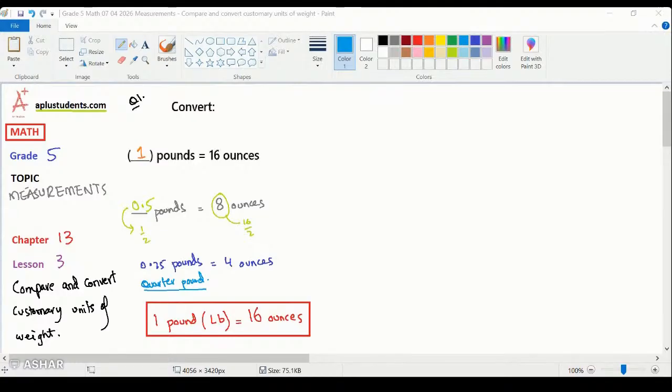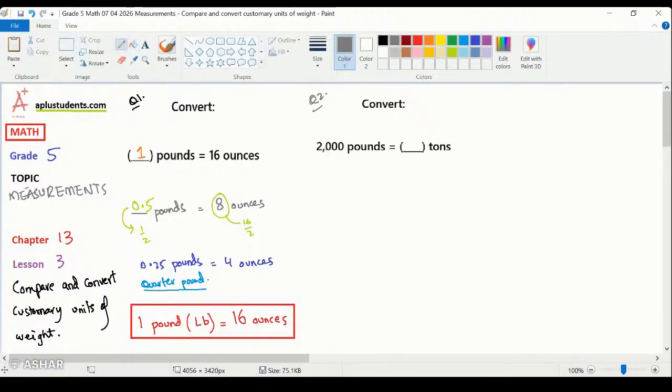We need to convert pounds to tons. Okay. For question number 2, they're asking us to convert between pounds and tons. So let's see. 1 ton, okay, we can say 1 ton would be equals to 2,000 pounds.